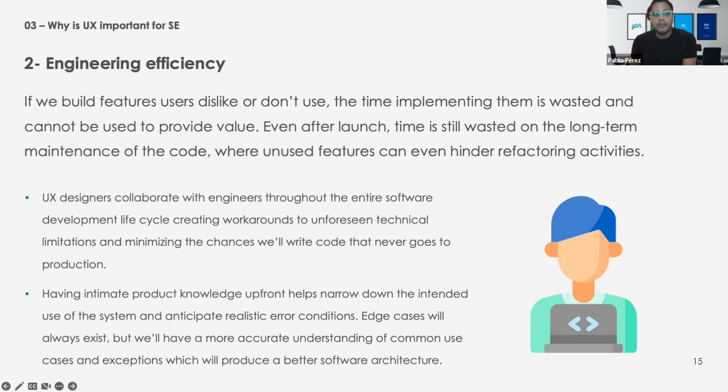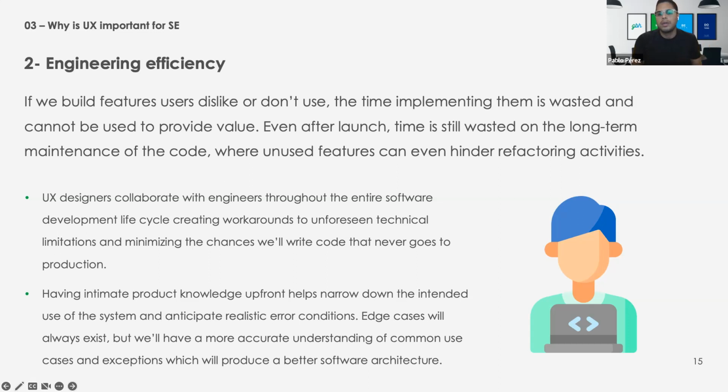And in this perspective, UX designers collaborate with engineers throughout the entire software development lifecycle to create workarounds to unforeseen technical limitations that weren't able to be discovered during the normal design sprints or the normal ideation of the product, but that, because of the technical knowledge of the software engineers, can now be discovered and designed around, to minimize the chances that we will write code that never goes to production, code that after we test it, nobody uses it. After we launch, we have to pull it back.